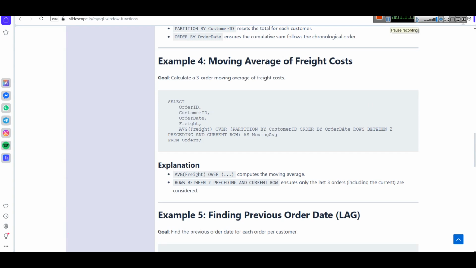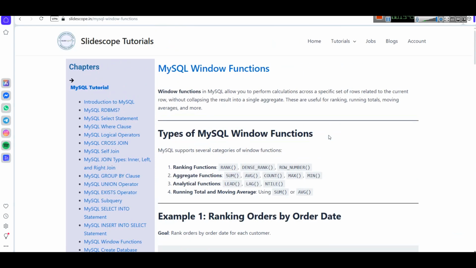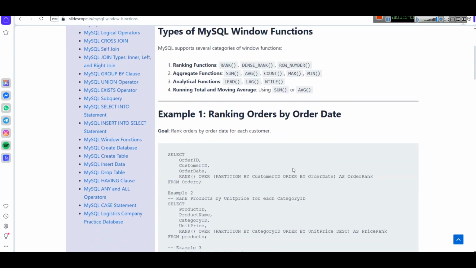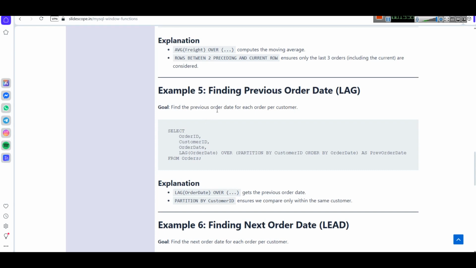Next is finding the previous order date. There is another function called the lag function, lead and lag. So what do lead and lag mean? Previous order date is lag, next order date is lead. Find the previous order date for each order per customer. Here we are saying that if the customer has ordered something, what was the previous order date for this customer and what is the current order date?